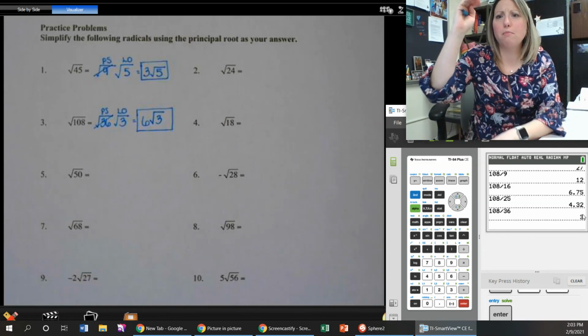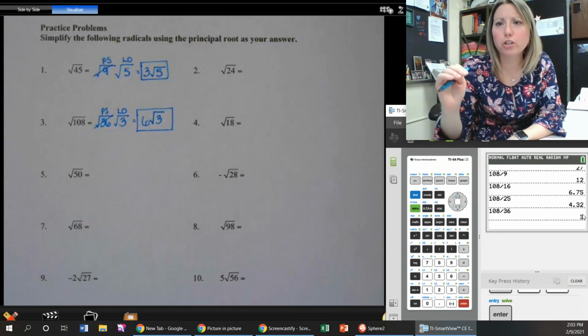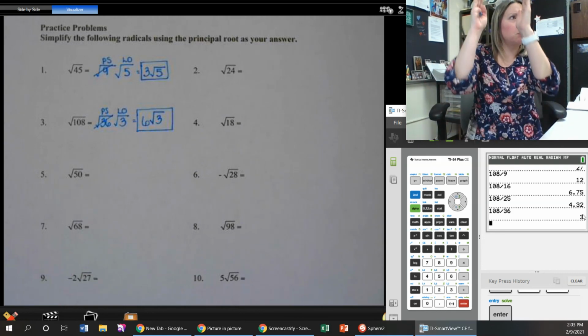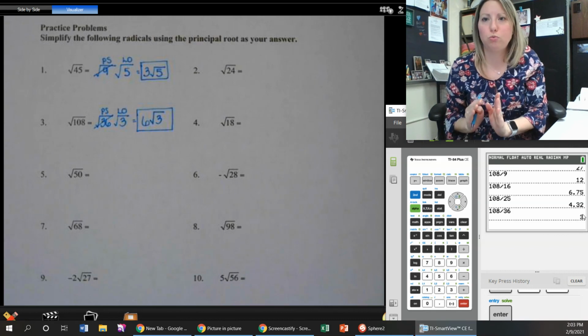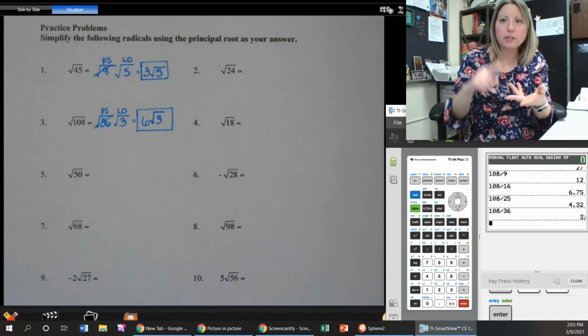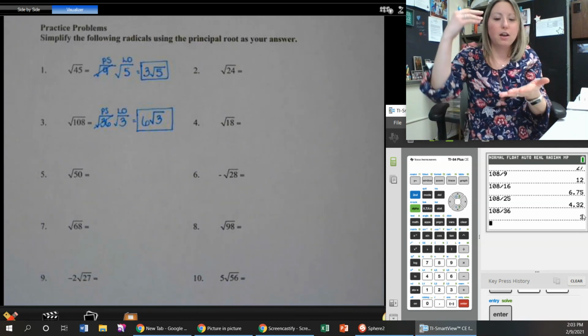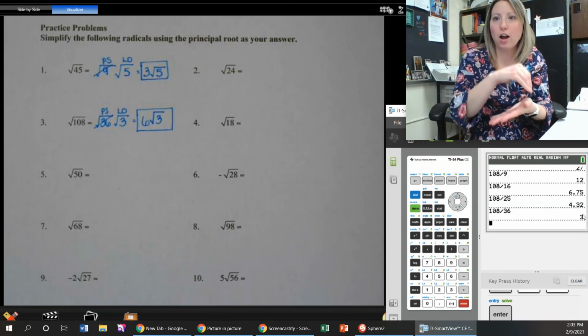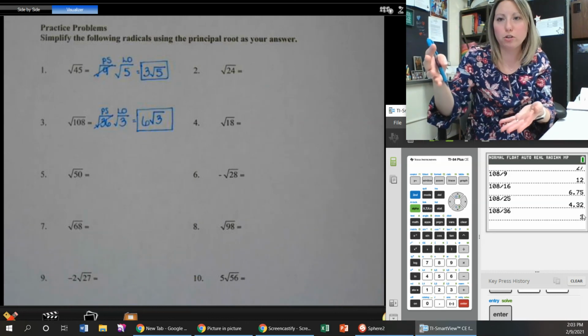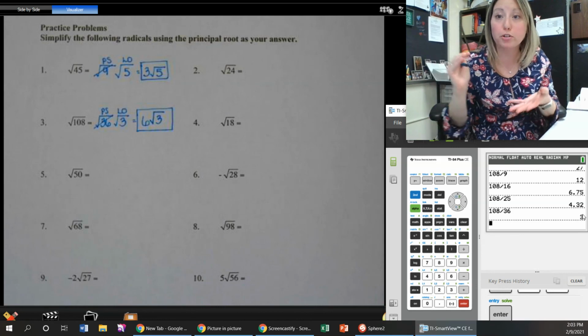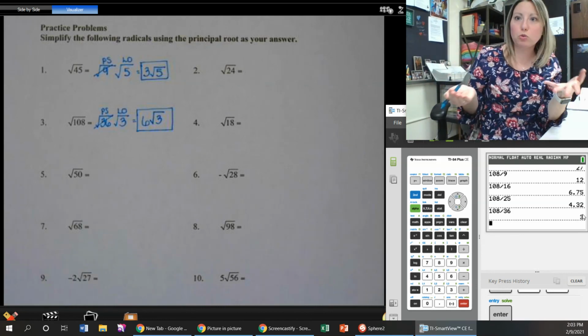25. Notice I'm only trying perfect square factors. So there's a specific list of factors to go down: 4, 9, 16, 25, 36, 49. I don't have to try a lot of numbers because I have my perfect squares memorized. I know exactly which numbers to try. It's got to be a perfect square, right?